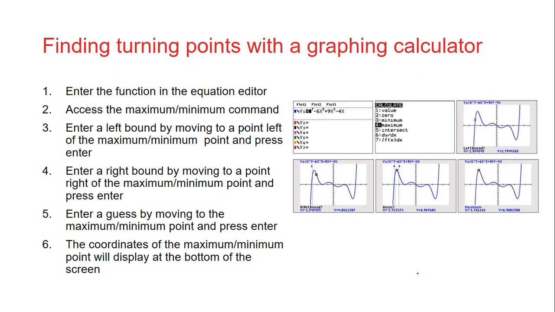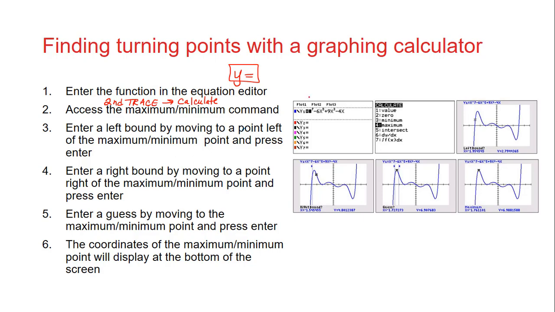So to find turning points, you will need to use a graphing calculator, and you're going to enter the function in the equation editor, which is by pressing the y equals key. Then you will access the maximum or minimum command, which is obtained by pressing second and trace to get to the calculate menu. Then you're going to choose either 3 or 4 depending on which one you want to calculate first. So 3 is the minimum, 4 is the maximum. And then you're going to enter a left bound by moving to a point left of the maximum or minimum point and press enter.